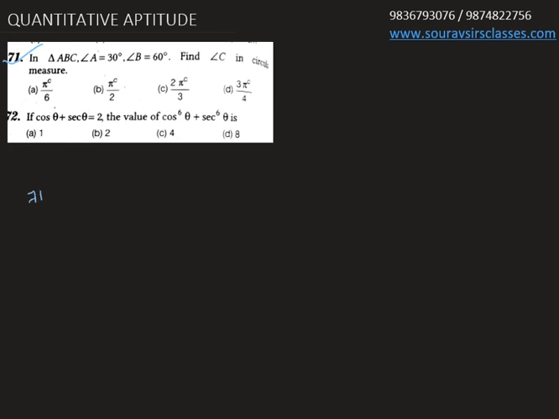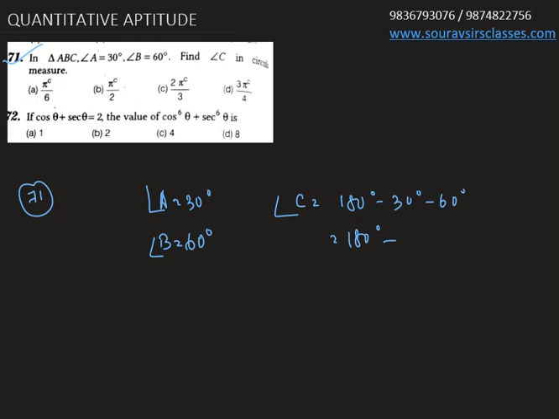In triangle ABC, angle A is equal to 30, angle B equals 60, and we have to find the angle C in circular measure. As we have angle A equal to 30 degree, angle B equals 60 degree, therefore the value of angle C must be 180 degree minus 30 degree minus 60 degree, which results in 180 degree minus 90 degree. That means the angle C is 90 degree.